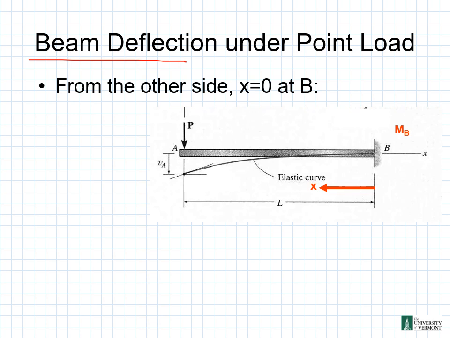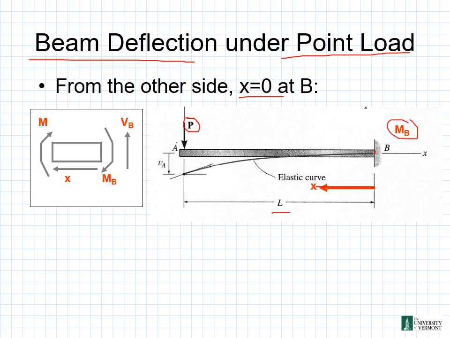Now let's take a look at our beam deflection under a point load. We can see here at point B, our x is equal to 0. So we're starting at B, and x starts at 0 and moves out in this direction. Along the x-axis, we have a beam of total length L. We have some external load P applied at the end at point A. And we have some V sub A here for the deflection of point A going down. We have a moment M sub B about point B.